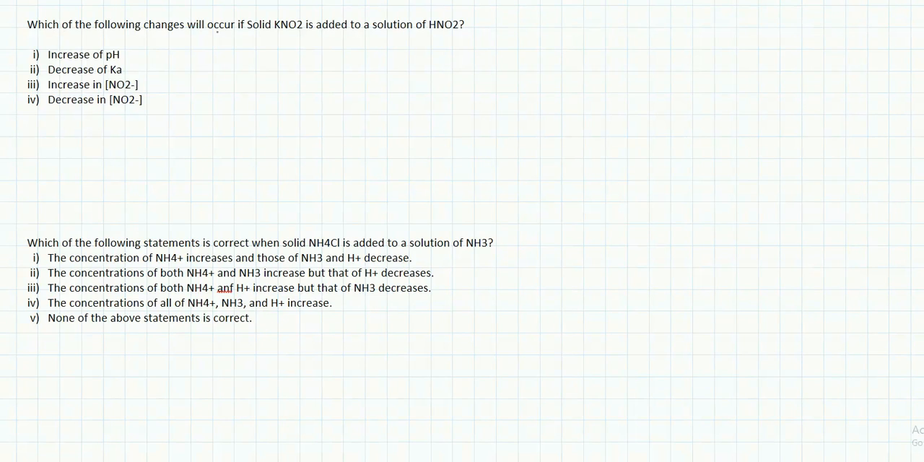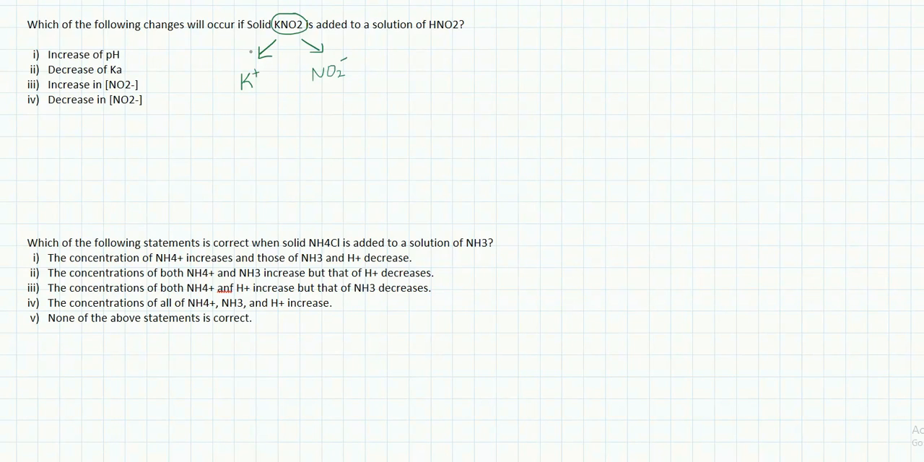Which of the following changes will occur if solid KNO2 is added to a solution of HNO2? All right, first thing I have to talk about. I want to direct your attention to this solid that we're dropping into a solution here. Immediately, it's going to dissociate into a K plus ion and an NO2 minus ion. Remember, this is the section on acids and bases and buffer solutions.